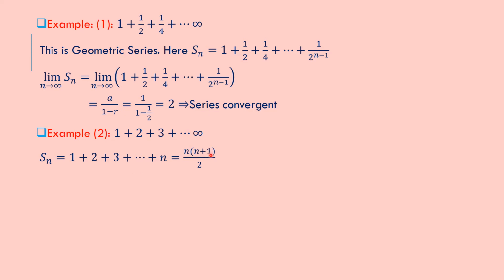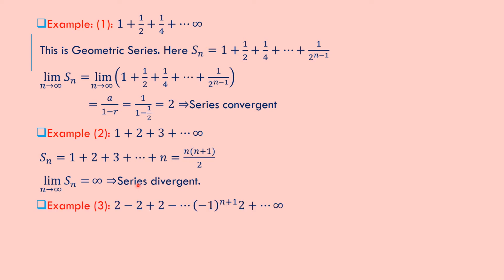Now limit Sn as n tends to infinity. Obviously this will tend to infinity, or this is equal to plus infinity, because whenever n is larger and larger, we get the sum as more and more. So this is equal to infinity. So the series is divergent.